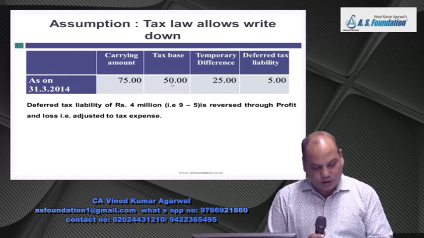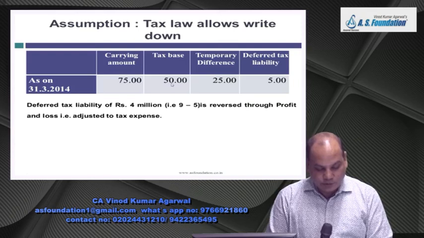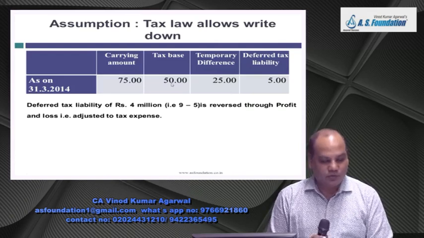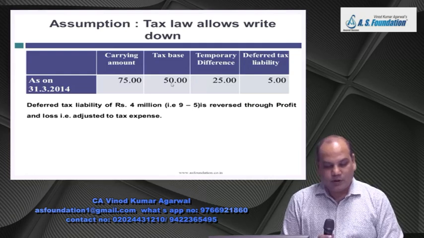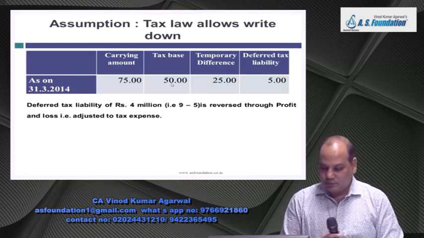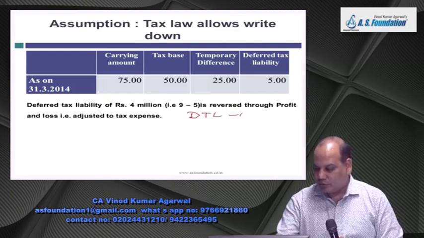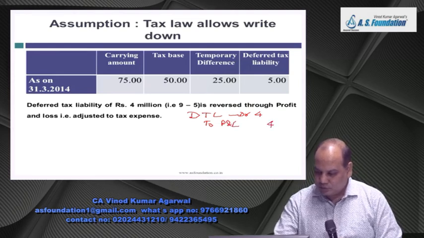So don't write. I have written it separately for explanation purpose. So your note is okay. 75. 50 will become your tax base. Why 50 now? 55 minus 5 here also. So this time the difference will become 25. Difference is 25. 25 into 20%, 5. Opening balance is 9. Closing balance is 5. DTL of 4 will be reversed through P&L account. Entry: DTL account debit 4 to P&L account 4.